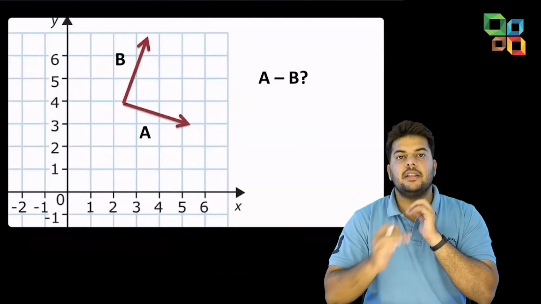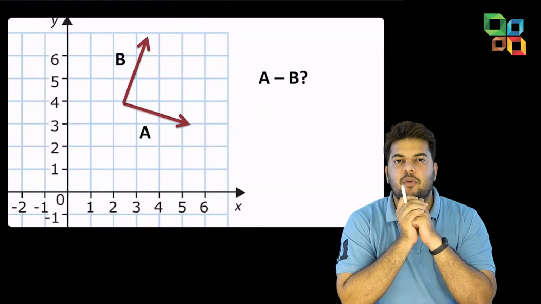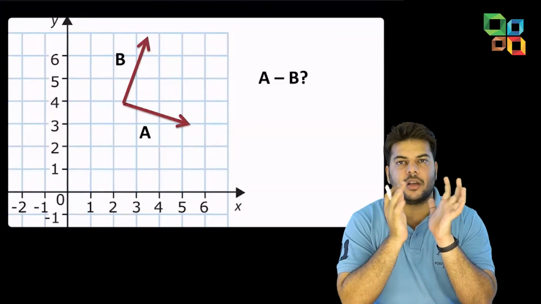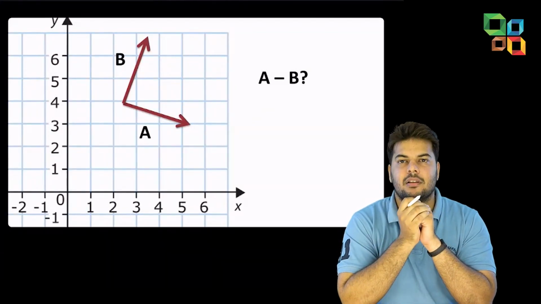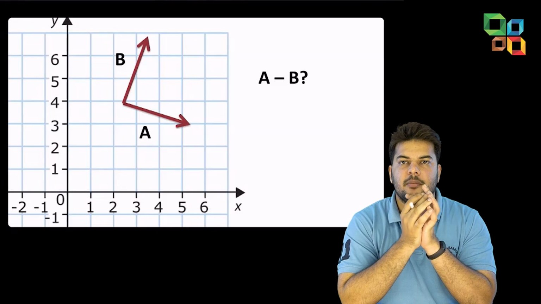Okay, what about A minus B? How do we do A minus B? We have talked about negative vectors, if you recall. This is all about recalling whatever we had in the previous class. What is negative B? Negative of a vector. What did that mean?